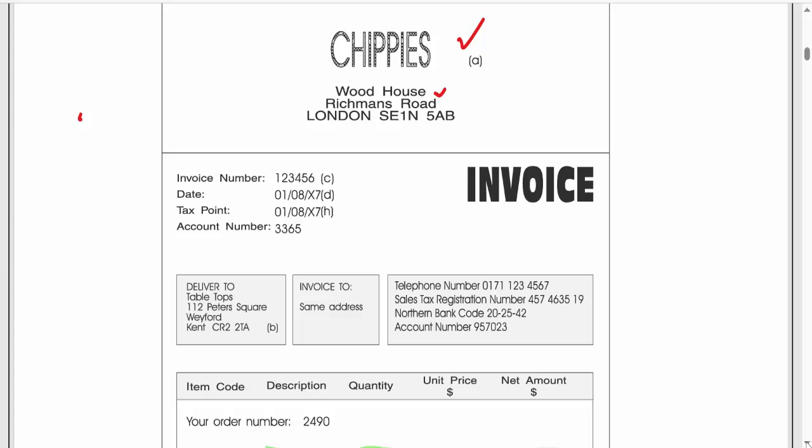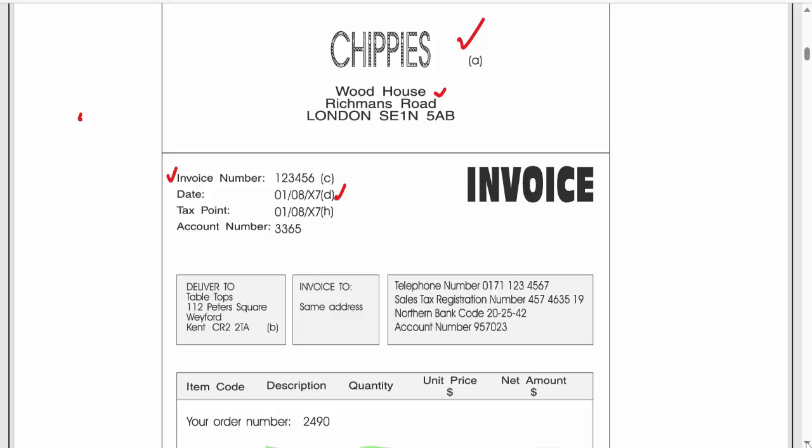This information is important because it identifies who the buyer, in this case Tabletops, is dealing with and who is demanding payment. Invoice number. The invoice number here is 123456. This is a unique identifier for this specific invoice, making it easier for both the buyer and seller to track the transaction. Date. The date on the invoice is 0108X7.